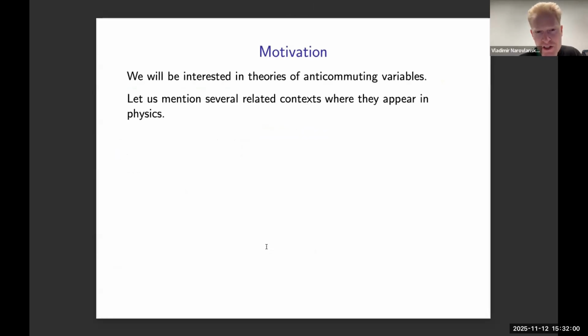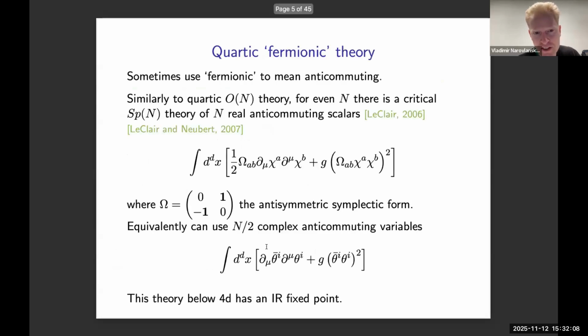So indeed, let me start by mentioning several cases where such theories of anti-commuting variables appear in physics, at least some context. And always, just a comment, when I say fermionic, I really just mean anti-commuting. So there is no reference to spin or anything like that, okay? And many systems will be on a lattice, so I don't discuss spin here.